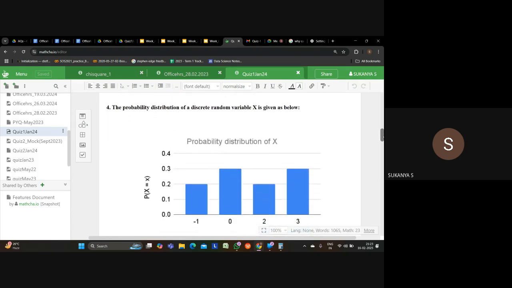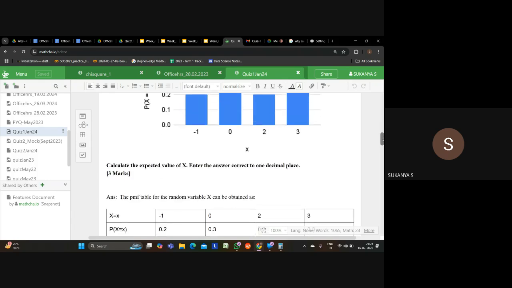Okay. What is the probability distribution? What are the values that x can take from this graph? Minus 1, 0, 2, and 3. Okay. With probability? 0.2, 0.3, 0.2, and 0.3 again. Right? This is the probability distribution.